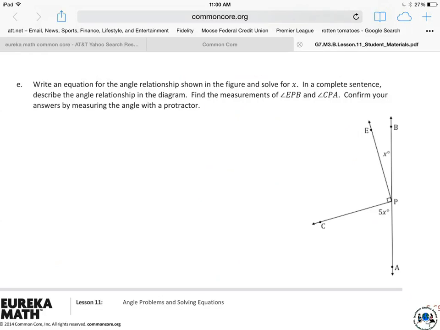All right, here's E. Write an equation for the angle relationships shown in the figure and solve for X. Okay, I'm going to solve for X. In this case, we have another X as well over here, 5X. So go ahead and write an equation for the angle relationship shown and solve for X, but then also describe that in a complete sentence. Describe the angle relationship in the diagram. In the end, you're going to find the measurements of angle EPB and angle CPA. Use a protractor to confirm. Do that and come back.